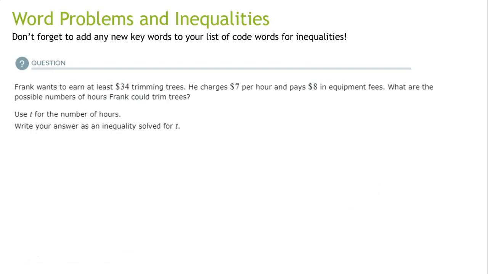All right, Frank wants to earn at least $34 trimming trees. We already learned that at least means greater than or equal to. He charges $7 per hour. On your code word list, I want you to write that words like per are telling you that you need slope. So that means that needs to go with our variable. Fees, that's a one-time fee. That should be your y-intercept. That means that's your constant. So it's 7x plus 8 is greater than or equal to 34.